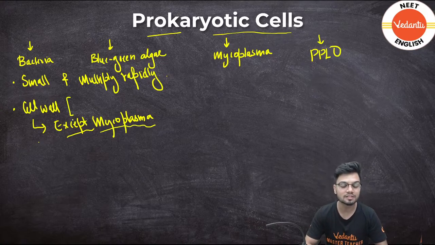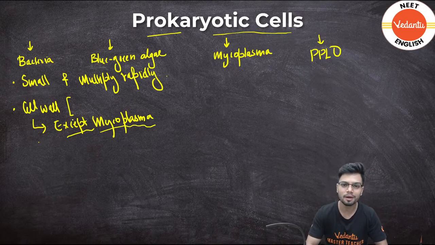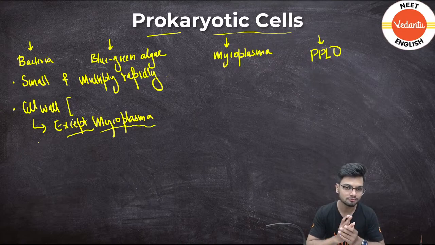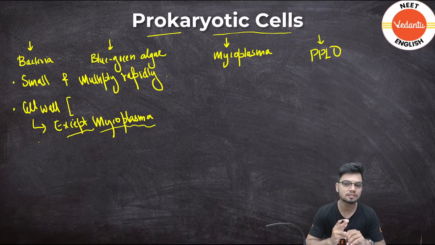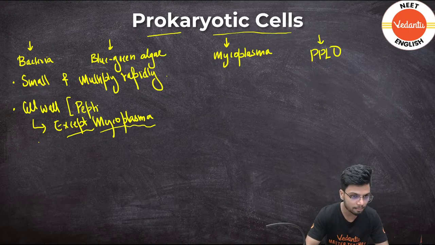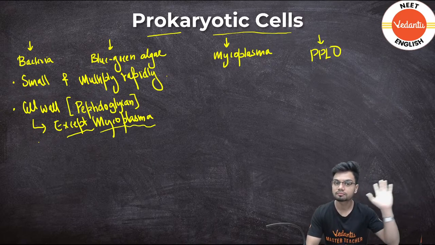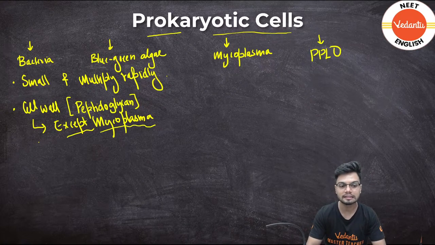You'll tell me the cell wall is made up of cellulose. Sir, that is in the case of plants. What about the prokaryotic cell? What is its cell wall made up of? It is made up of a special substance called peptidoglycan. Now, we have discussed peptidoglycan in detail in your biomolecules chapter.